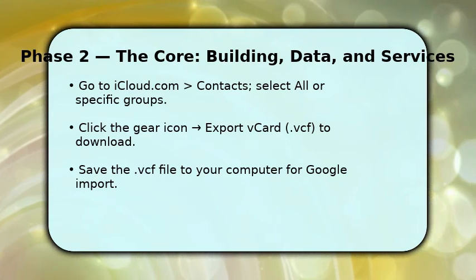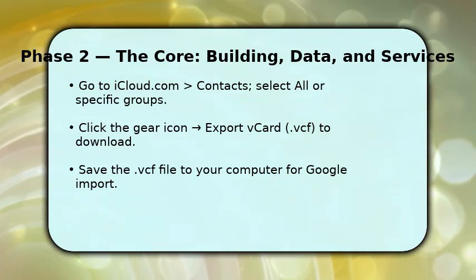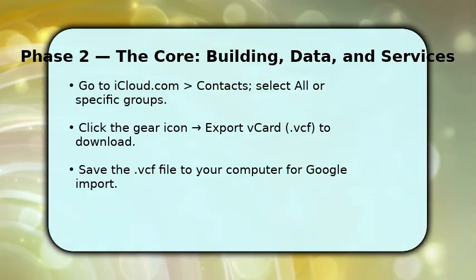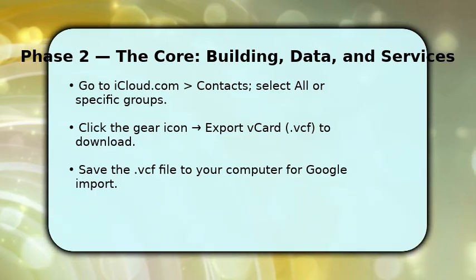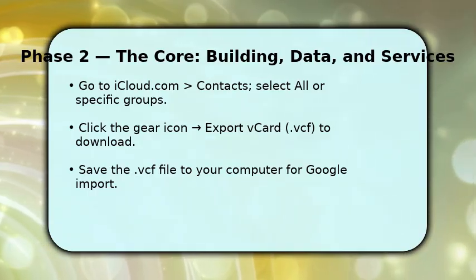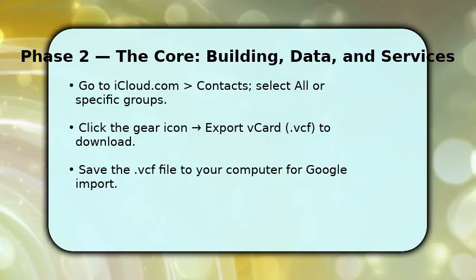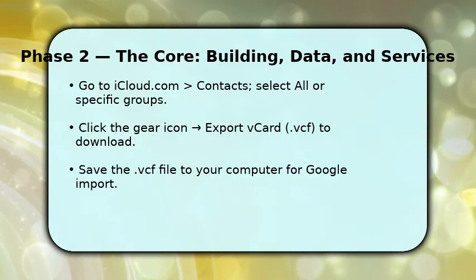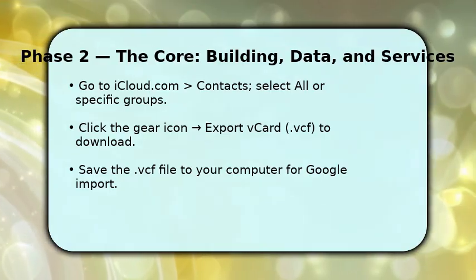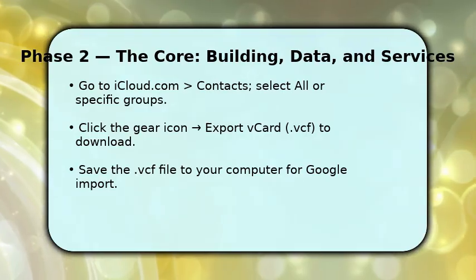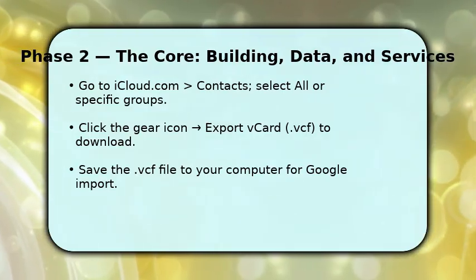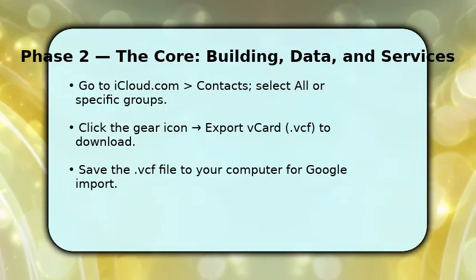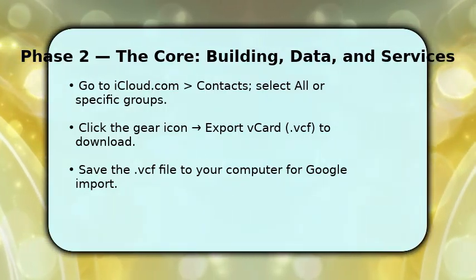You'll now move the contacts out of iCloud. Sign into iCloud.com and open Contacts. Select either all or the group you need, then use the gear menu to export a vCard, VCF. This single file contains all selected entries, preserving phone numbers, emails, and labels. Once you save the VCF to your computer, open Google Contacts in the same browser session. The export step is crucial because Gmail accepts standard VCF imports, so you don't lose formatting or groups.